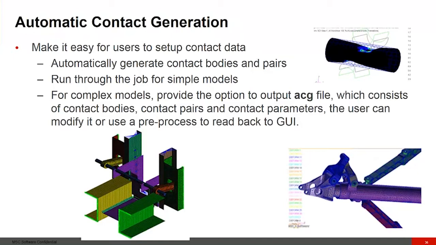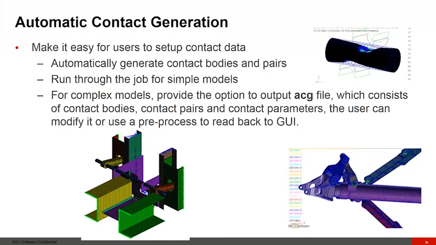And for the more complicated models, you can use the HCG file that is created. This file consists of contact bodies, contact pairs, and contact parameters, and this can be easily read into a preprocessor for further studies and advancements of the contact analysis. Or you can also edit this file in a text editor and use it as an include to rerun the analysis, or use it in another analysis.